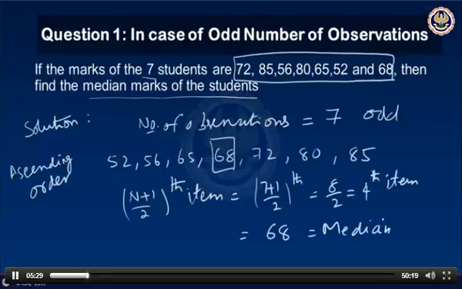Students, even in the examination these kinds of examples are very important. When you want to compute the median for simple data, let us first look at whether the number of observations is odd or even. In the case of an odd number of observations, first arrange the data in ascending order. After that, find the n plus 1 by 2th item, then decide the median value.